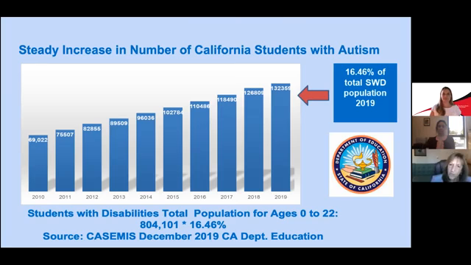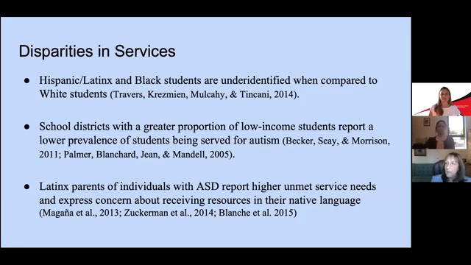We also know that there is not a difference in the identification of individuals with autism based on race or ethnicity. So we would expect the student body to match the prevalence rates within each community. We do see nationally, though, that there are disparities in the services that are offered and delivered to students who are Hispanic, Latinx, and Black, who are under-identified for services compared with white students. Also, there's a disproportionate amount of students receiving services from low-income communities.